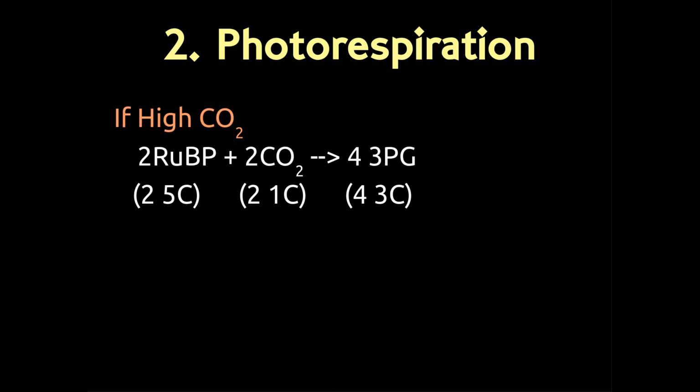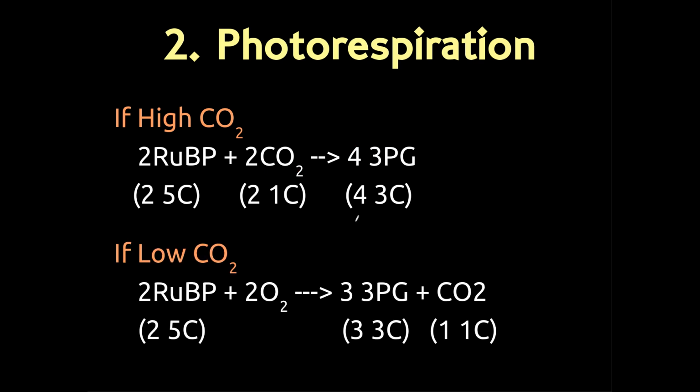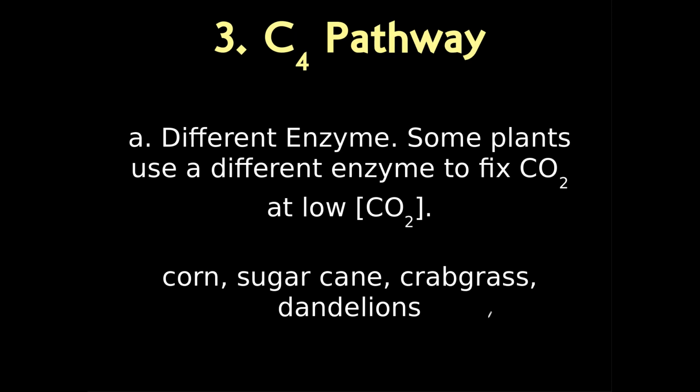So, if CO2 is high, we have 2 Rubisco, 2 CO2, and we're going to get 4 3-PGA. If you have low CO2, we're going to use 2 Rubisco and 2 oxygen instead, and we're going to get 3 3-PGA and 1 CO2, which is now gone. Goodbye. You've just lost all the energy that you used to get.